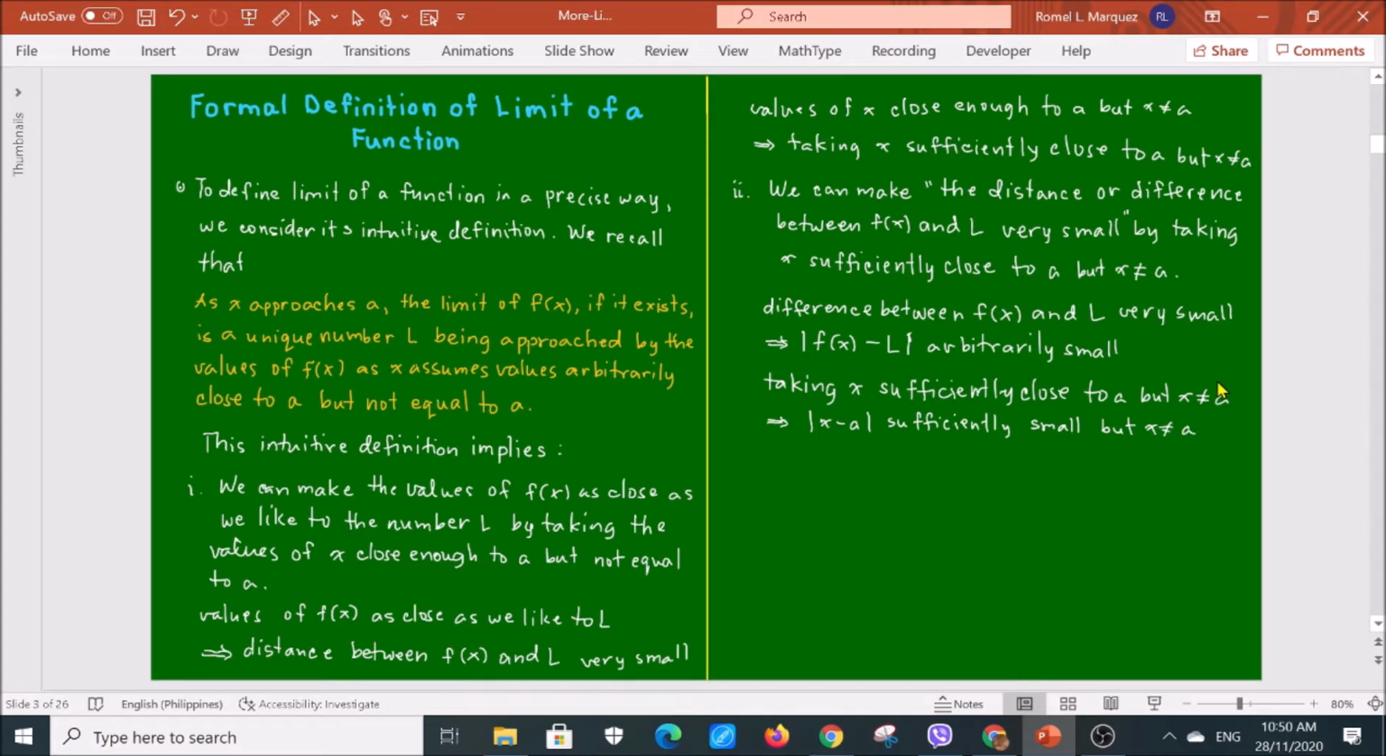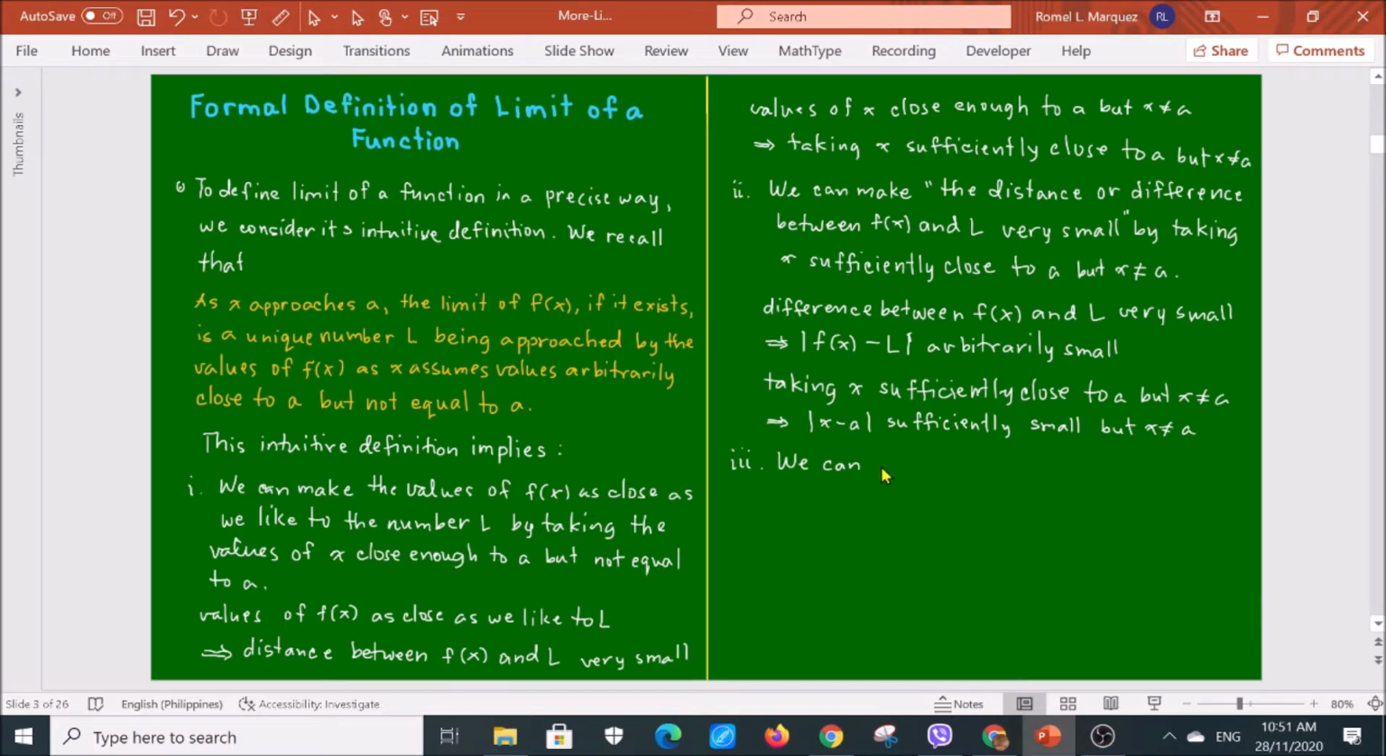Okay? So, from here, we now make this statement from these phrases that we got. Remember, our goal is to come up with the precise definition of limit. So that's why we are trying to express every group of words in the intuitive definition in mathematical form, pure mathematical form.